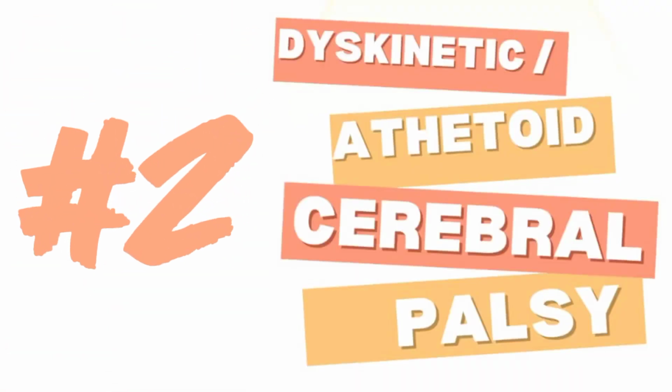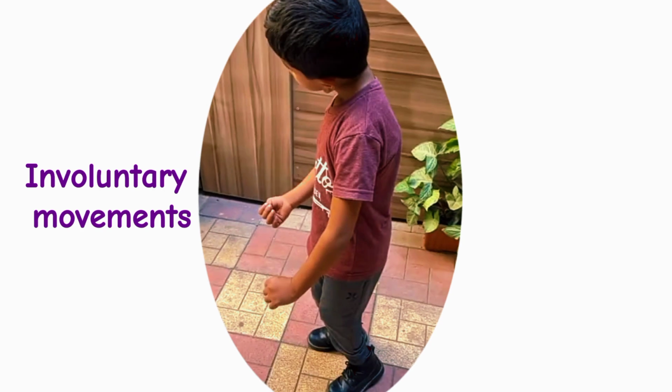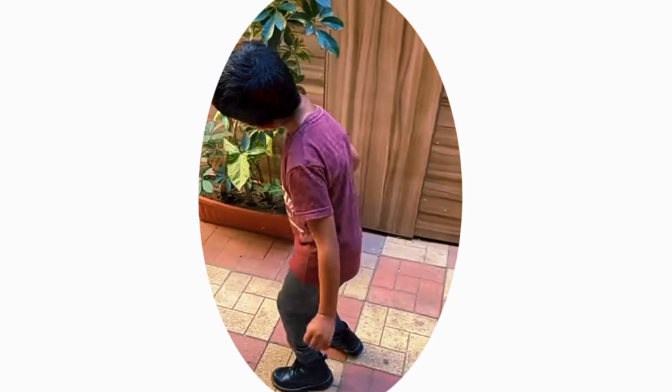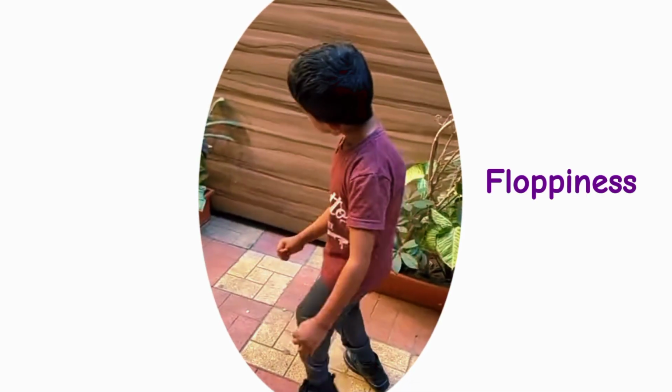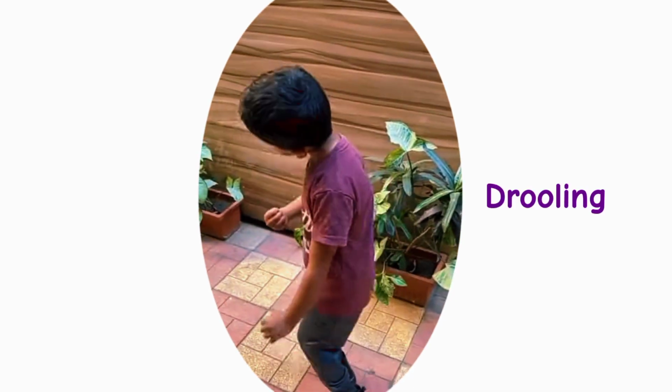The second type of cerebral palsy I'll be talking about is the dyskinetic or athetoid cerebral palsy. It causes involuntary movements in the face, limbs, and trunk. Children with this kind of cerebral palsy have problems controlling movements. It causes floppiness in the limbs and problems with posture. It can also make some children drool.